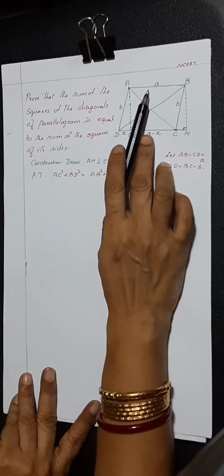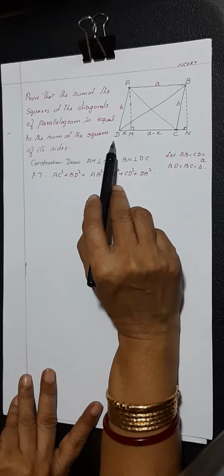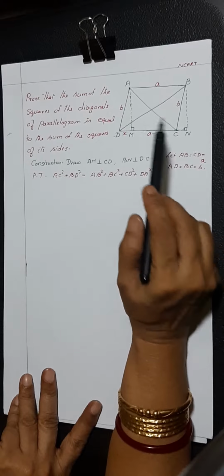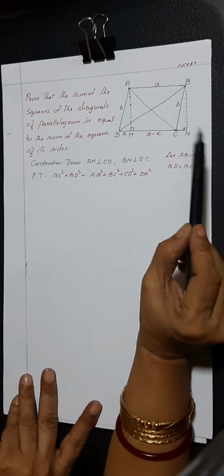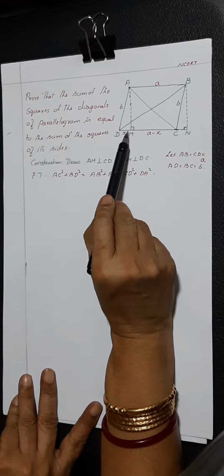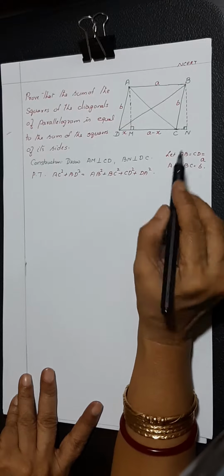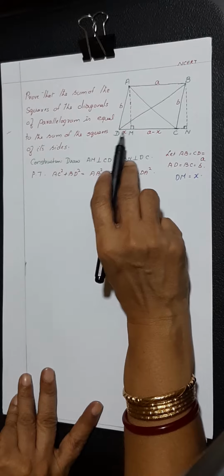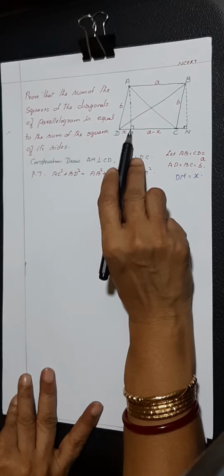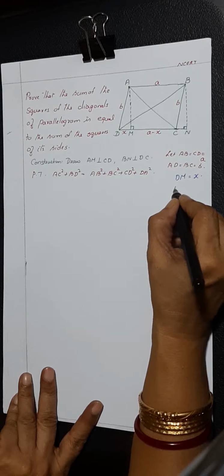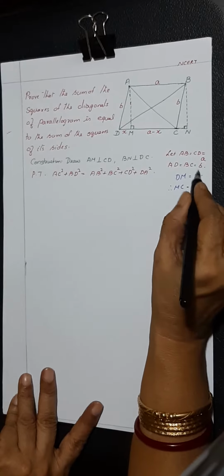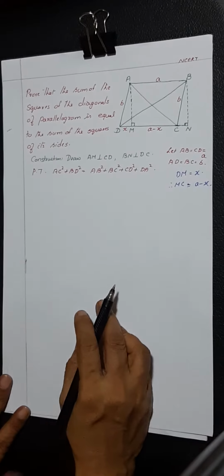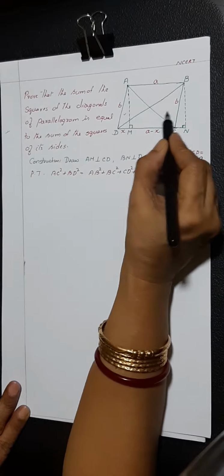Now we take AB and CD as A, because it is a parallelogram and the opposite sides are equal, and AD and BC as B, and this portion DM as X. So CD is A, DM is X. Therefore, MC is equal to A minus X.